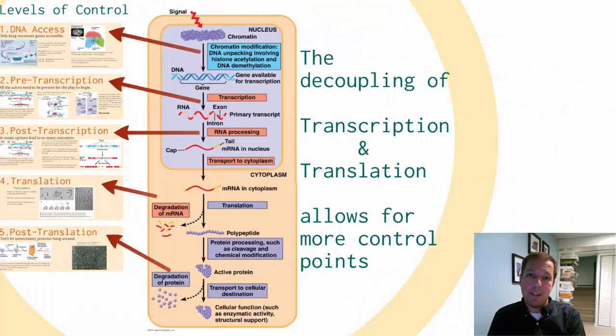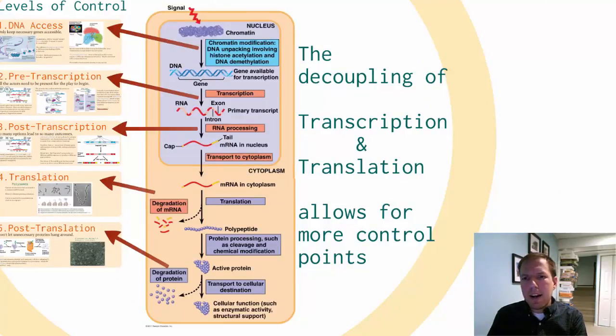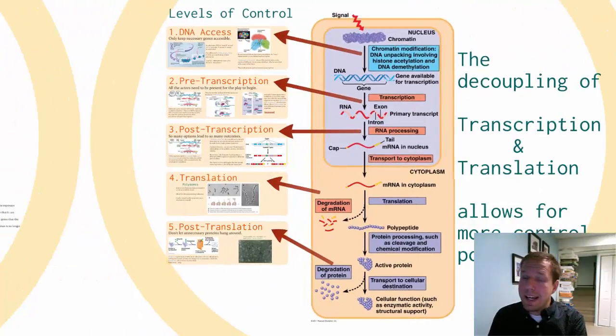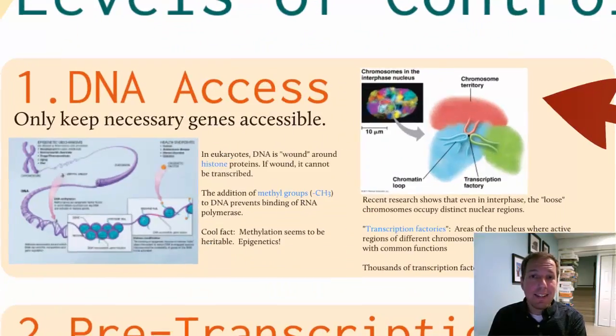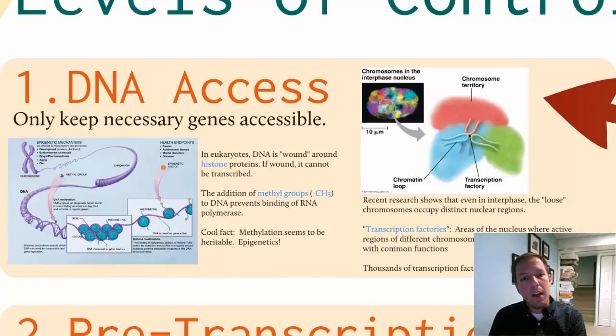Now, eukaryotic cells, because they undergo transcription and translation in different parts, the uncoupling of that allows for there to be more steps, more pauses during which regulation can occur than in comparison to a bacteria cell, which is accomplishing transcription and translation simultaneously. This all starts with DNA, particularly access to DNA.